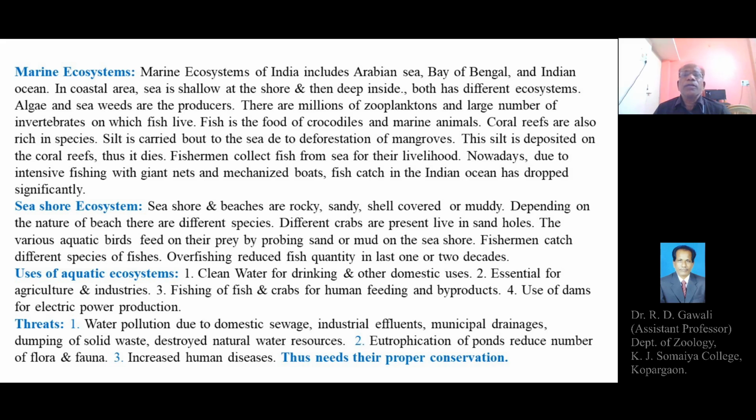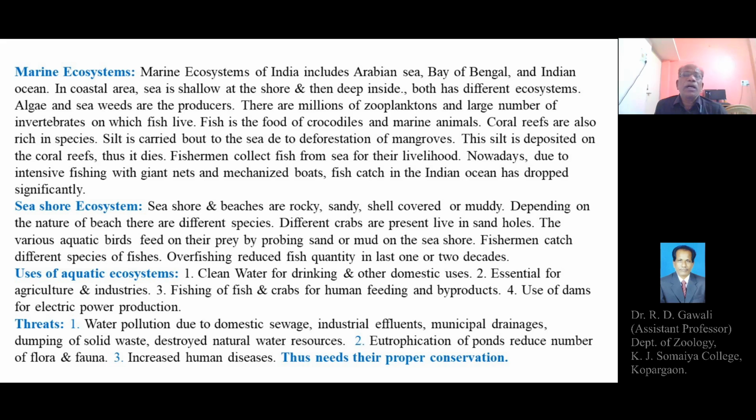the large quantity of zooplanktons forms the food for the fishes. So fish get their feed from the large quantity of zooplanktons which are consumed by the fish in the seawater, and fish is the food of crocodiles and the marine animals. So different types of carnivore animals like crocodiles and other carnivorous fishes consume the fish.